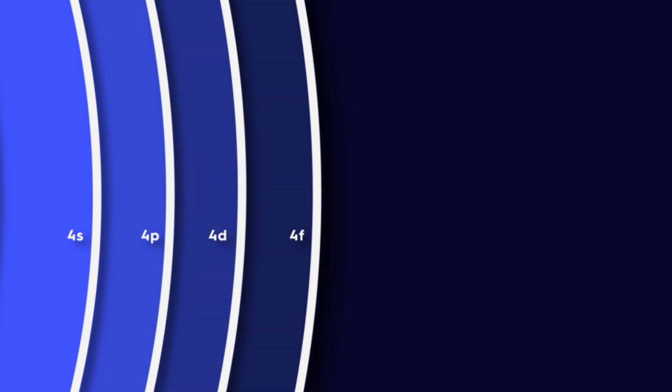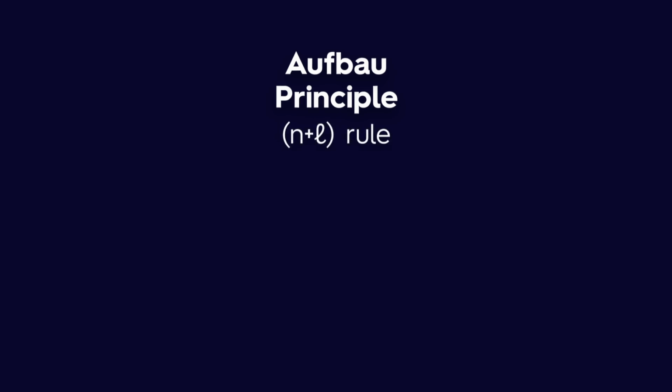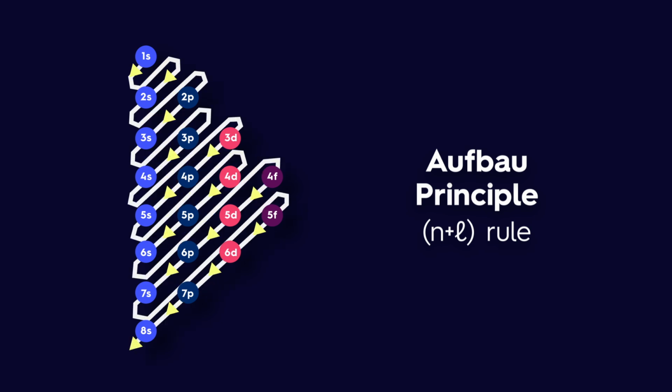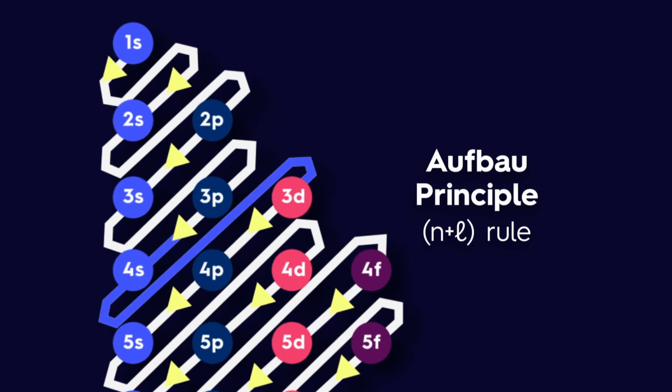However, the way electrons actually fill follows the Aufbau principle, neatly captured by the n plus l rule. Orbitals with lower n plus l fill first, and if there's a tie, the orbital with the lower n fills first. That is why 4s fills before 3d in neutral atoms.